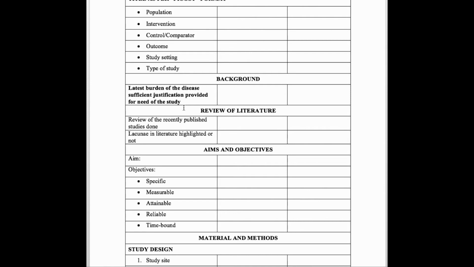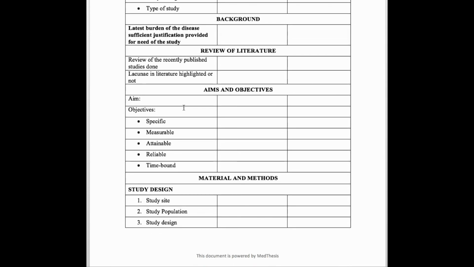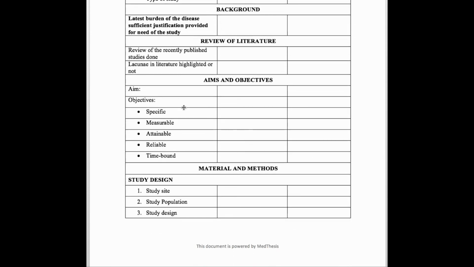And then they go to your aims and objectives. Aim is a broader one, objectives are very specific things. So your objectives have to be SMART objectives: specific, measurable, attainable, reliable, and time bound. There should be absolute clarity in your study objectives. There should not be any ambiguity.